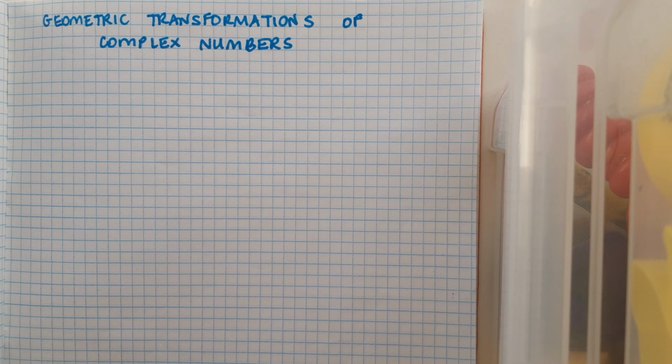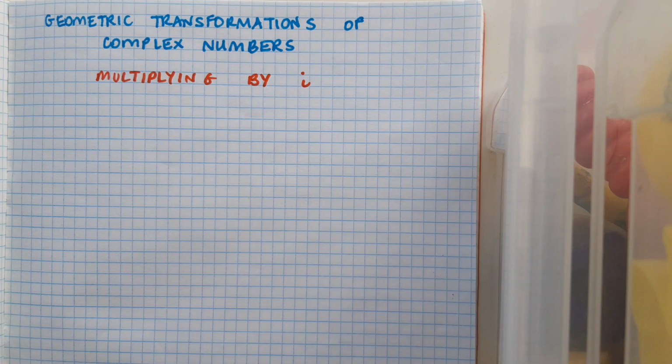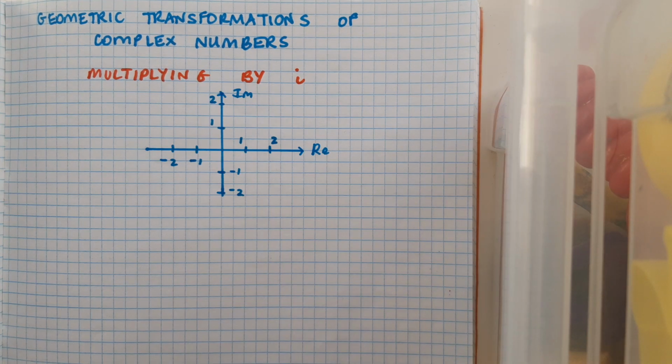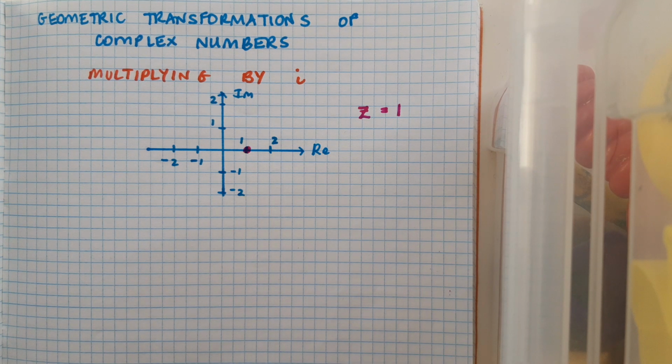This is a video about geometric transformations of complex numbers, particularly when multiplying by i. So I'm going to start off by drawing my Argand diagram, and we'll do a nice easy example to start off, where z is equal to 1. And I'm going to want to progressively multiply this by i.